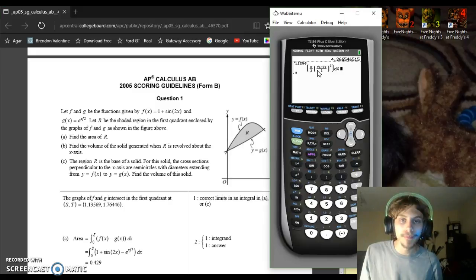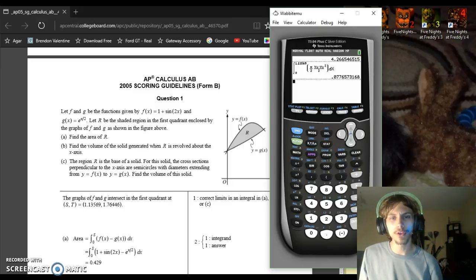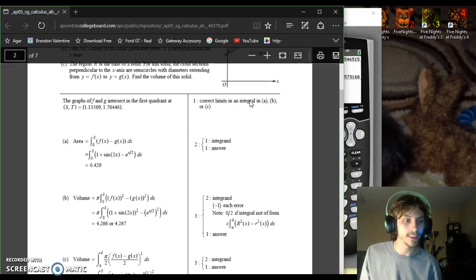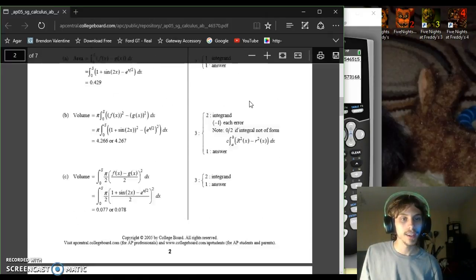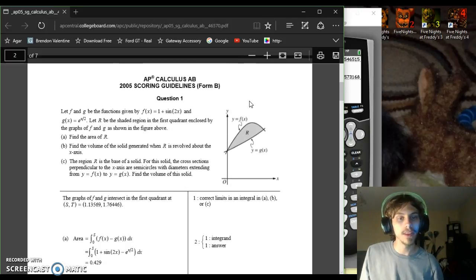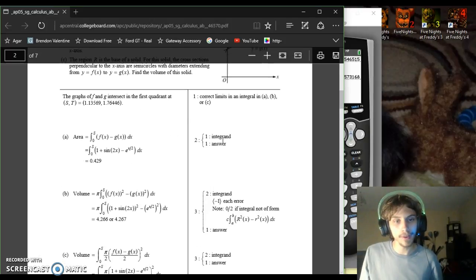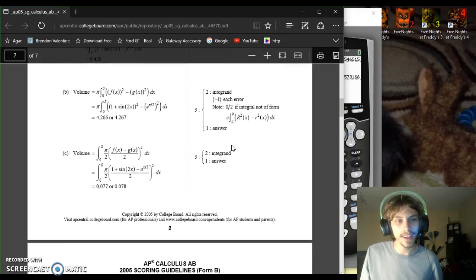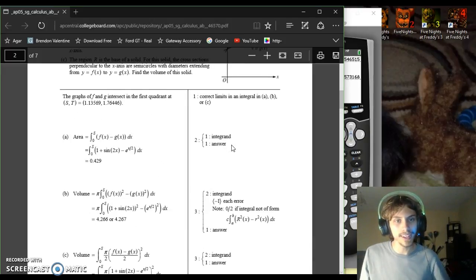So you still do pi and then y1 minus y2 squared. And you should get 0.0 something. 0.0776. If you want to include the 5, it's 0.07765. That's how you do C. And that's how you do it. It's pretty much finding an integral and then an answer, and finding the correct limits, which are just the same. So yep, that's it.